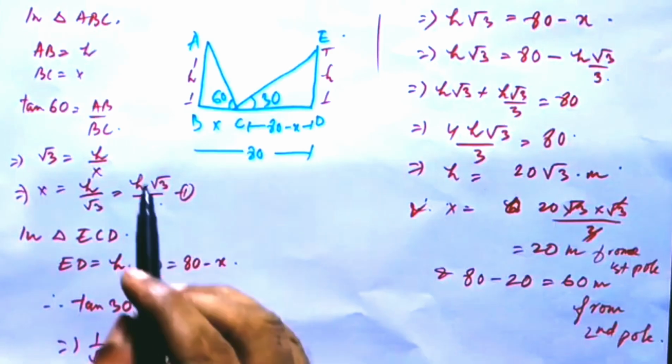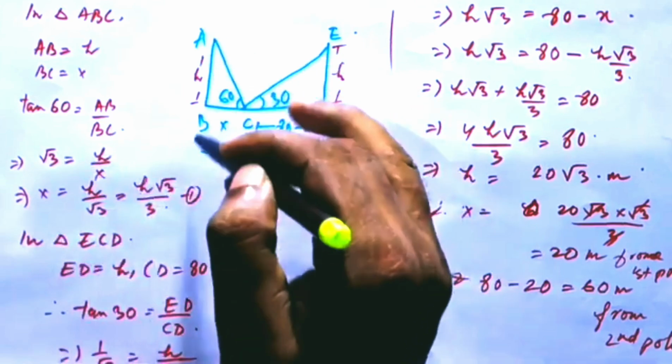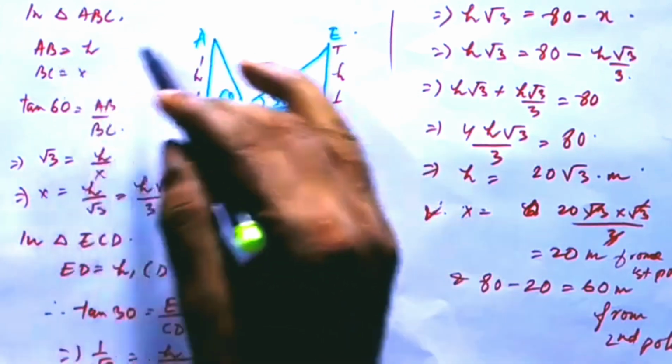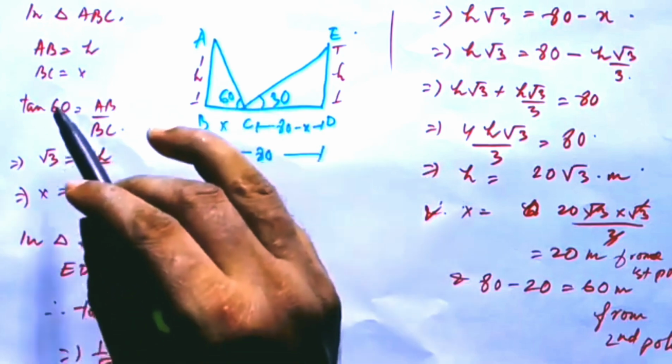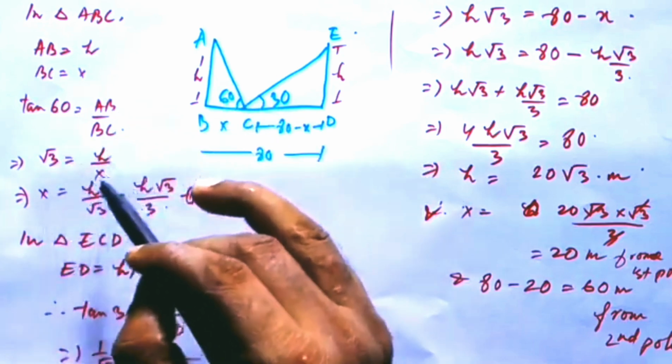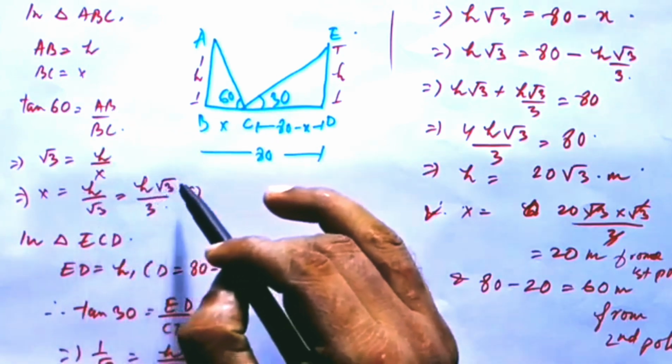In general form for examination, we have drawn the diagram. So in triangle ABC, we have 60 degree here. AB is equal to H, BC equal to X. So tan 60 degree is AB by BC. So tan 60 is root 3, AB is H, BC is X. So X equals H by root 3, which is equal to H root 3 by 3, which is equation number 1 we have written.